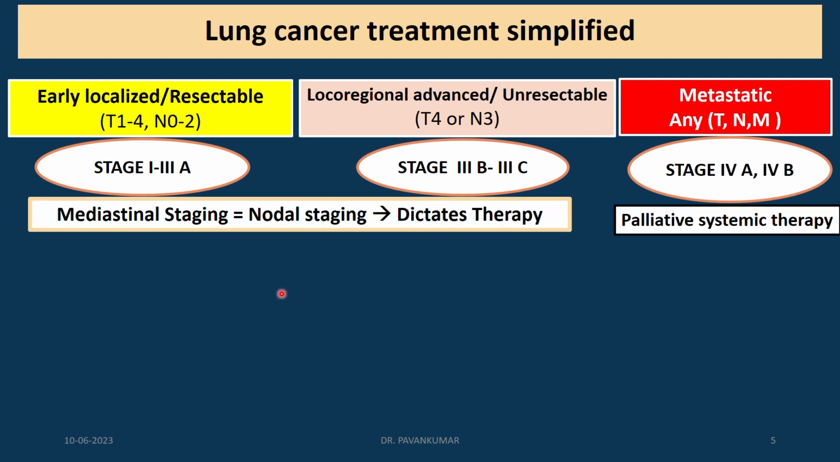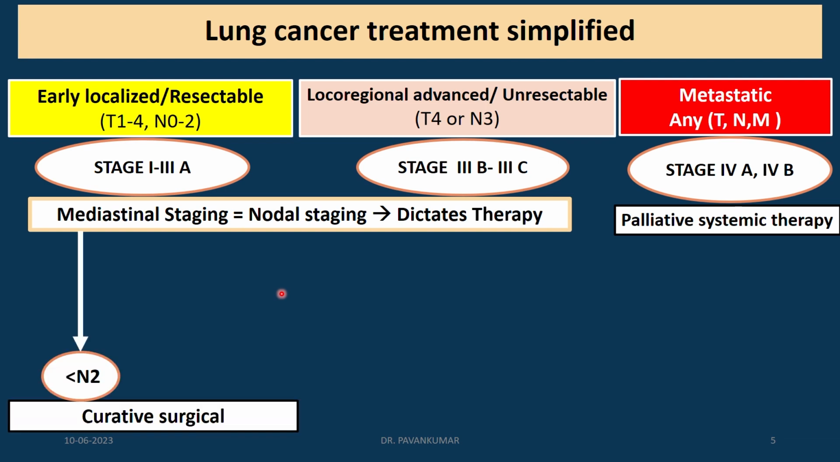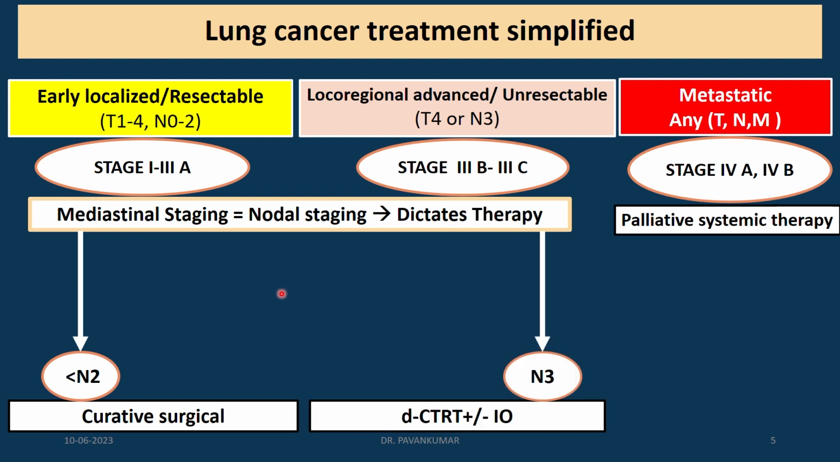So you look at N0 to N2 defining early localized disease, while N3 defines the loco-regional. So the node is going to dictate the therapy in terms of lung cancer management. If you have less than N2 nodes, either N1 nodes positive or no nodes in the mediastinum, you have a curative surgical option. If you have N3 nodes, the patient will be a definitive CTRT candidate. If you have N2 nodes, this is a gray area where a lot of research has been going on: if you have a single station N2, you can give these patients chemotherapy and see whether they can come for curative surgical intent or not.